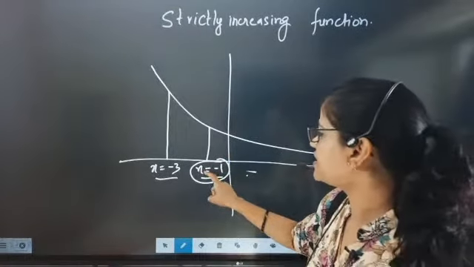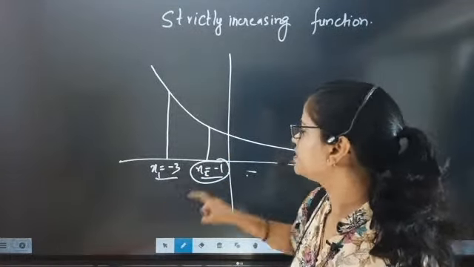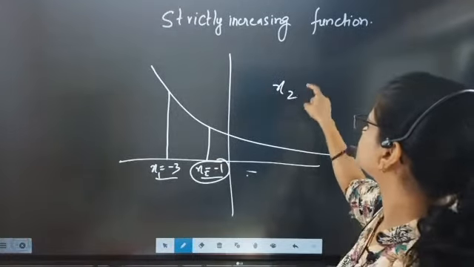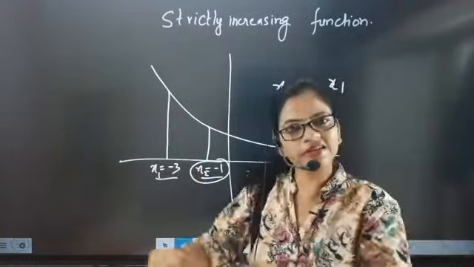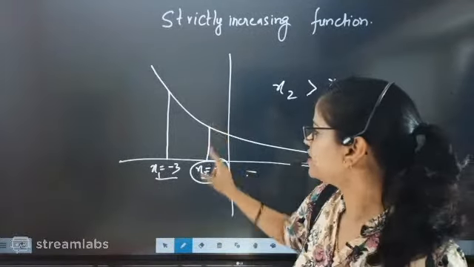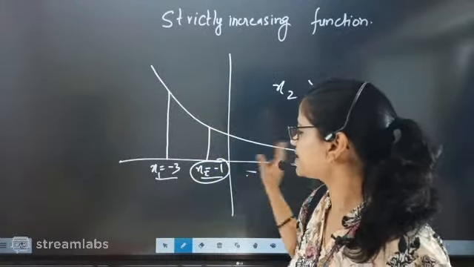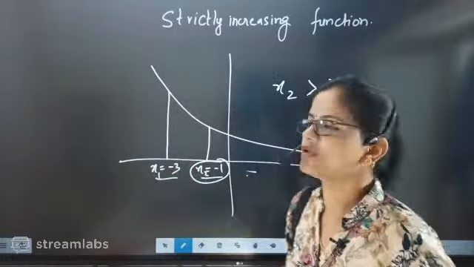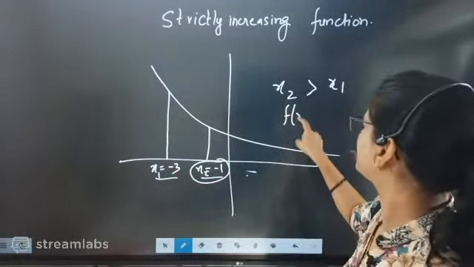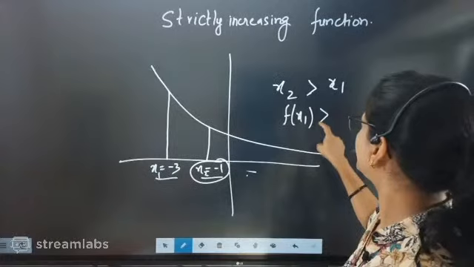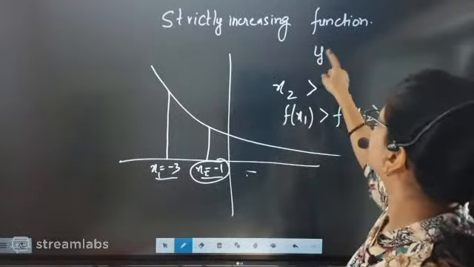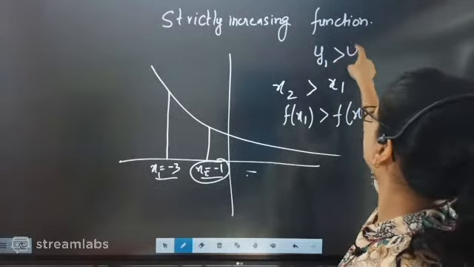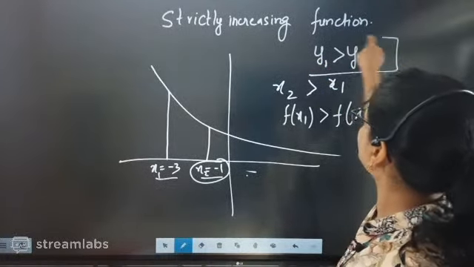So shall we take it as x2 and this is x1? So here we are seeing that x2 is greater than x1. On this curve, x2 is greater than x1, but f of x1 is greater than f of x2. That means what beta? The value of y1 is greater than the value of y2. This part we are seeing.